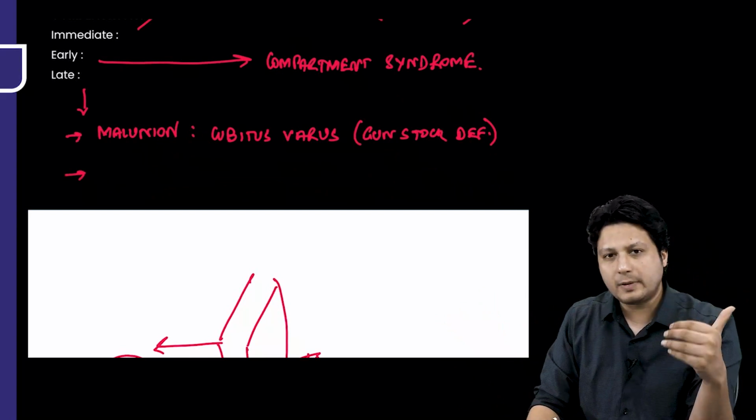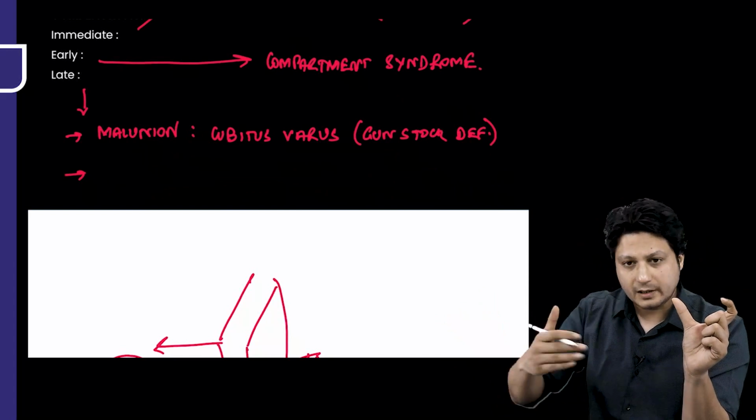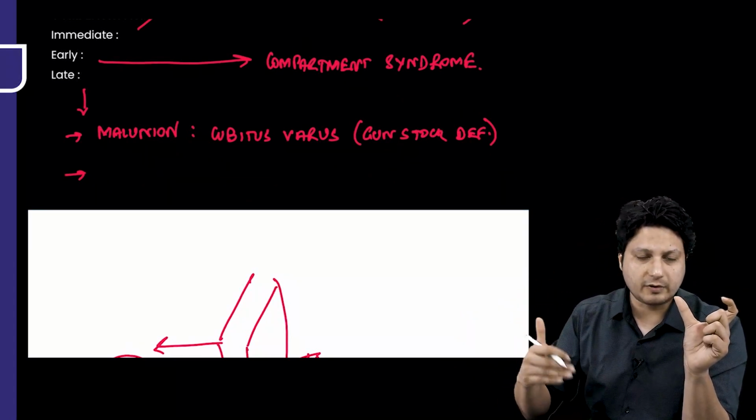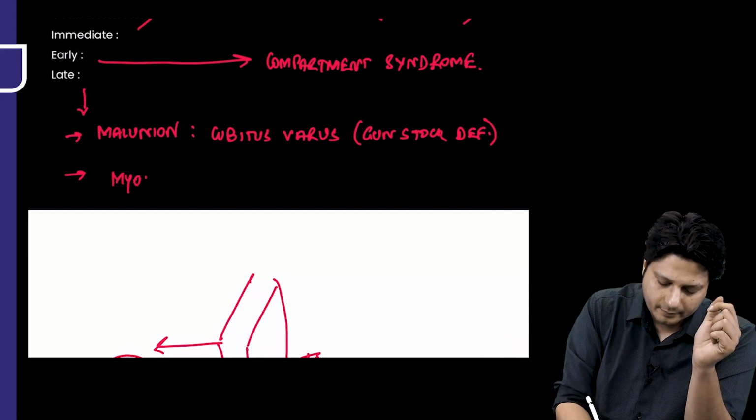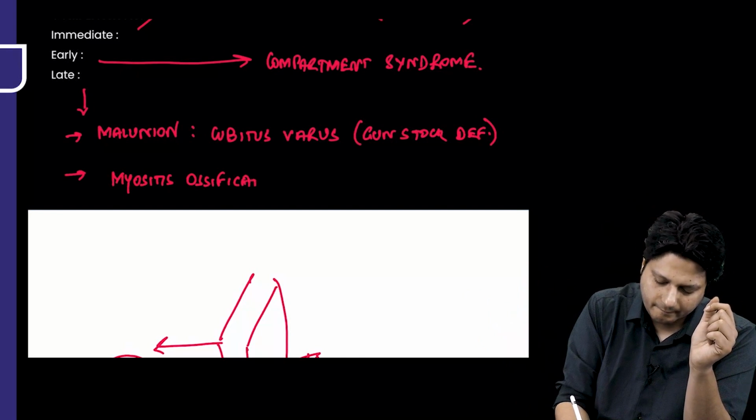Another very common late complication associated with the management of supracondylar fractures of the humerus is myositis ossificans. You know, we have already talked about this myositis ossificans, and I told you that it is iatrogenic. There is a history of massage. Now, just try to understand how a supracondylar fracture, if it is not managed adequately or properly, will result in myositis ossificans.